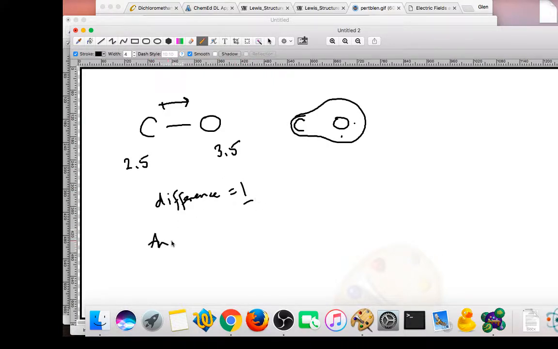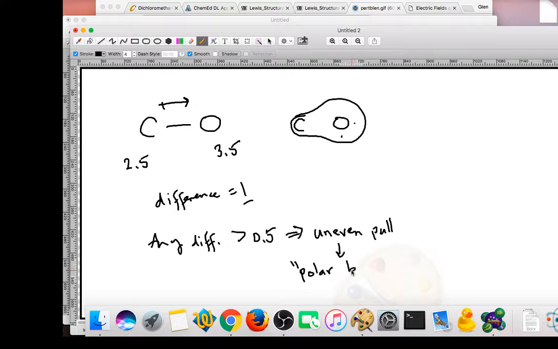Any difference that is greater than 0.5 is going to give you an uneven pull. What that means is that's going to give you a polar bond. Okay, so that is the difference between the polar bond and the nonpolar bond. It is this difference. Let me give you another example.